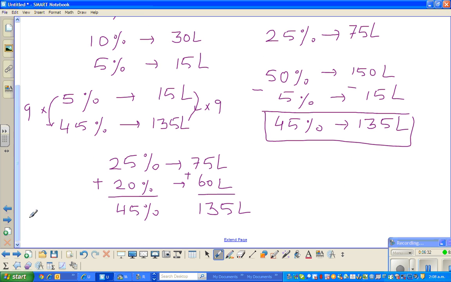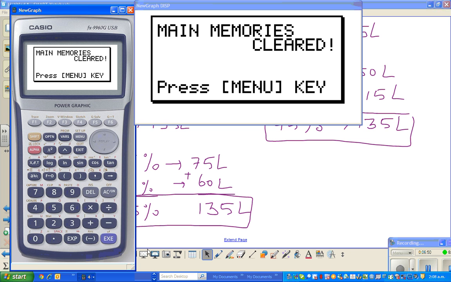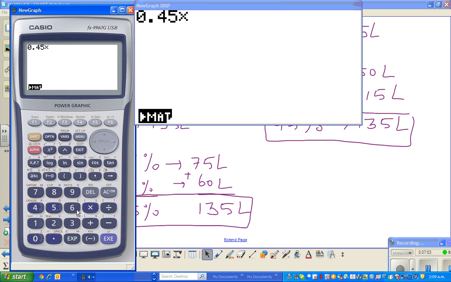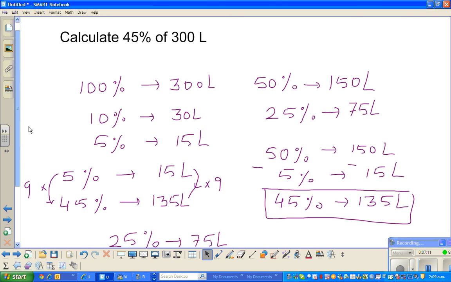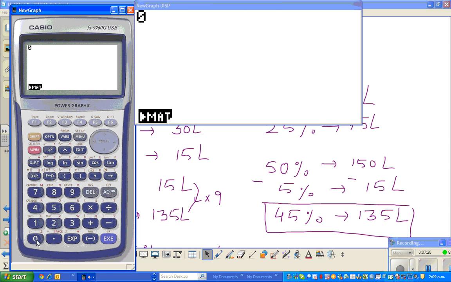So let us now ultimately check this on the calculator. We have done this in 3 different ways. We got the same answer. But at times you may not have the time to do all this. You may need a calculator, but you should also know how to press the right keys. So again, we want to find 45%, and 45% is 0.45 times... sorry, the question was 45% of 300 liters. So I should press menu, run, 0.45 times 300. 0.45 is for 45%, "of" is times, and this is 300 liters, which is 135.